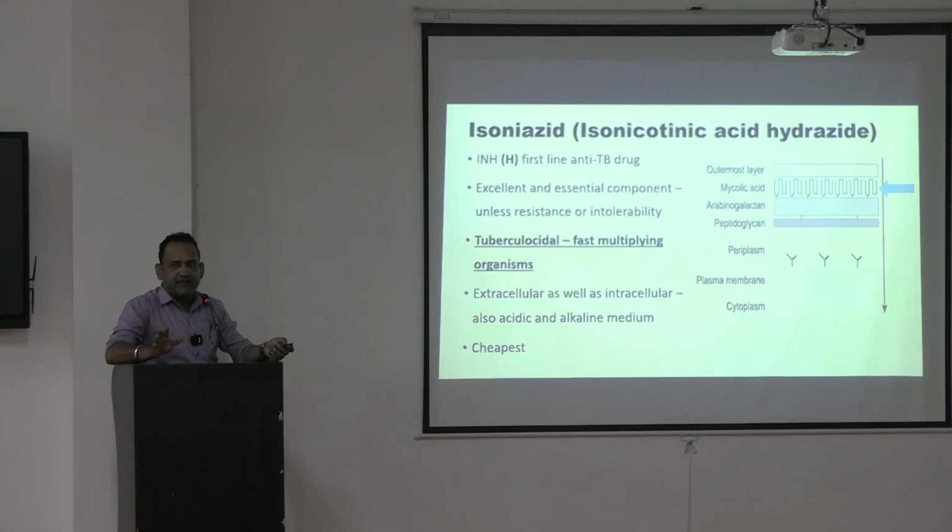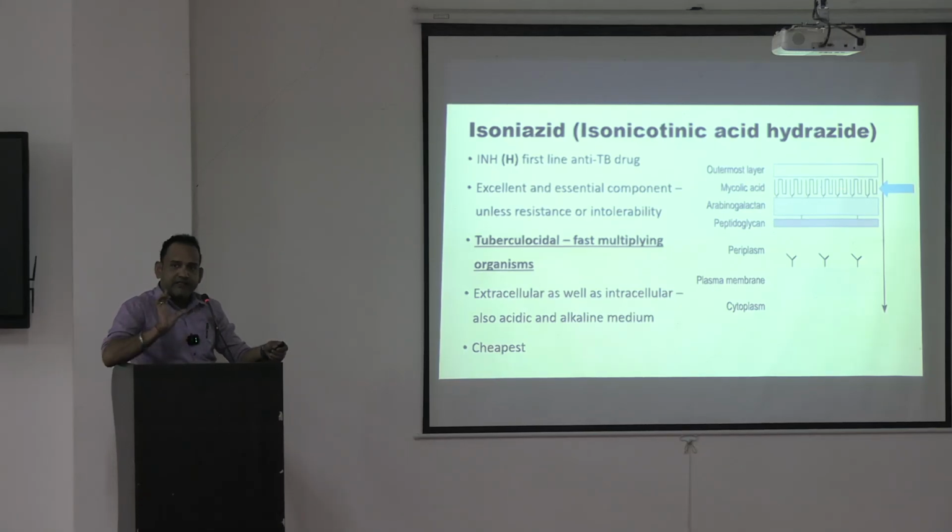Now all of us have seen HRZE, HRE like that. So every drug has its code. Isoniazid, that is H, because the name is isonicotinic acid hydrazide. What is the mechanism? Like most of the drugs acting on TB, they inhibit this. What is this? This is mycolic acid.